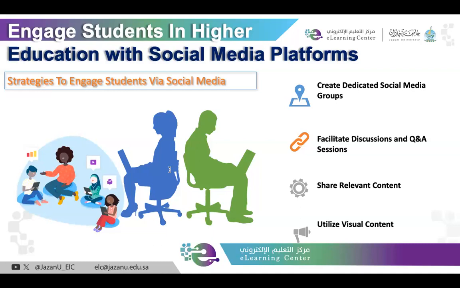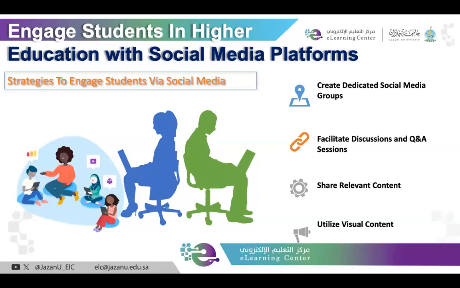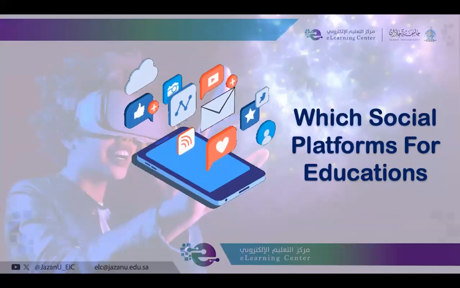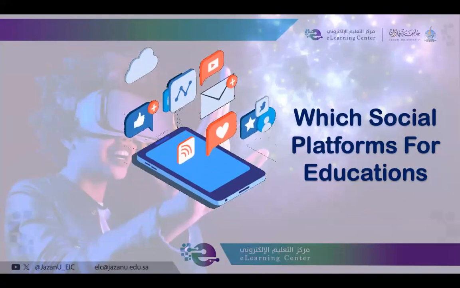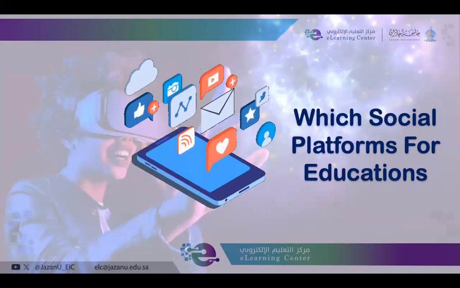And you can utilize visual content. Incorporate visual content such as infographics, videos, and images to make learning material more engaging. Platforms like Instagram and Pinterest can be effective for sharing visually appealing educational content. So these are some of the general perspectives on how you can use different platforms and implement such things. But now the question is which social media platforms for education we can use to engage our students more effectively rather than give them any distraction.